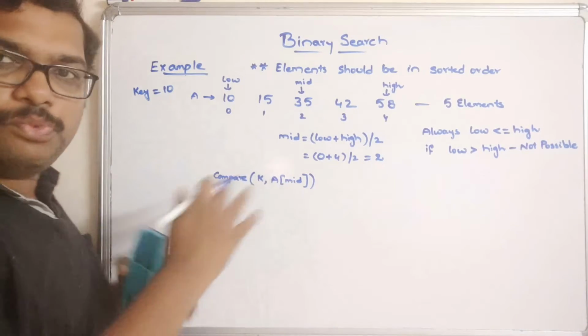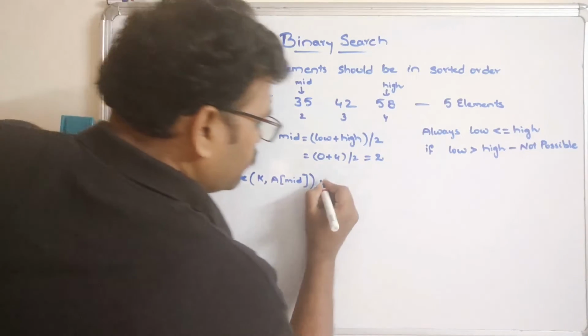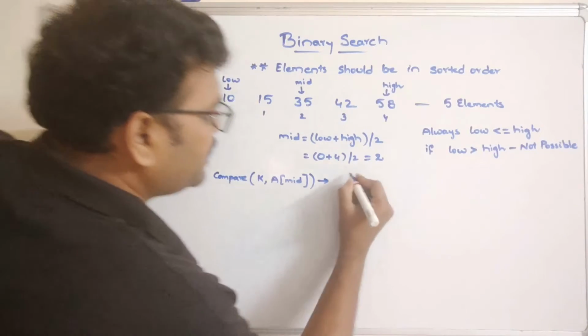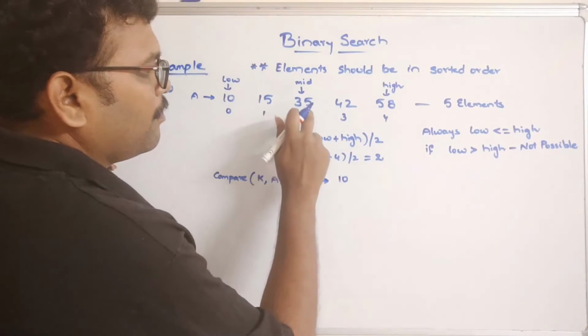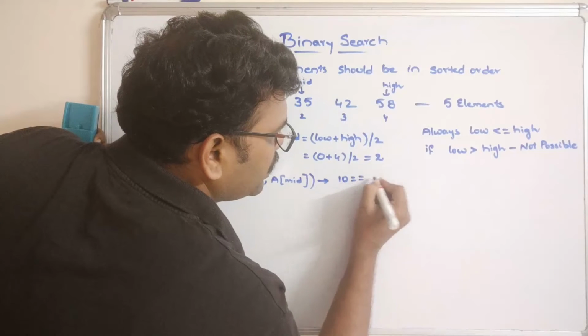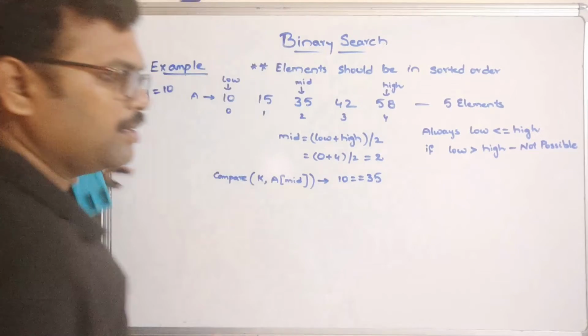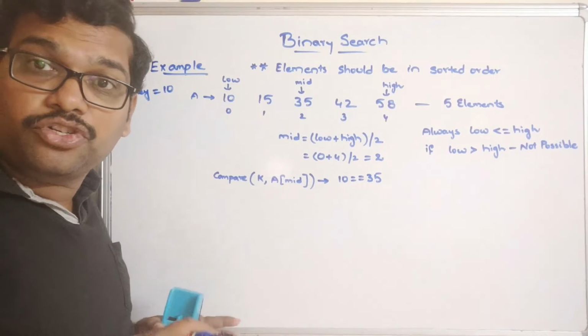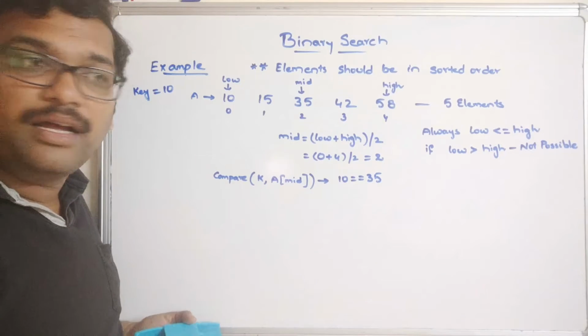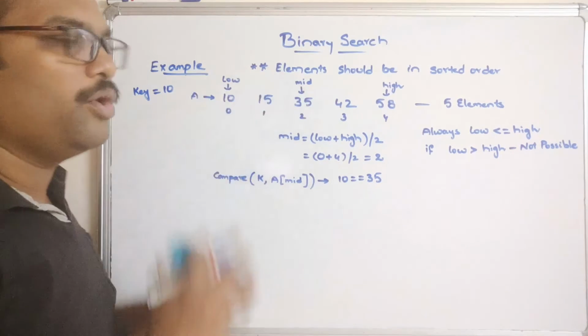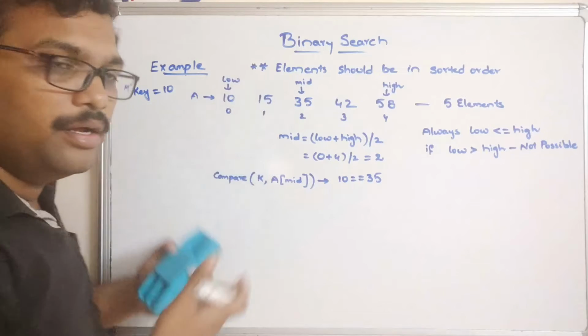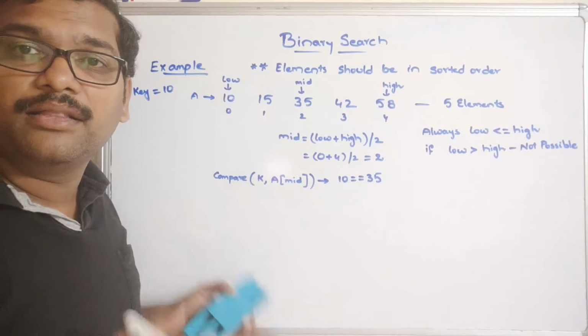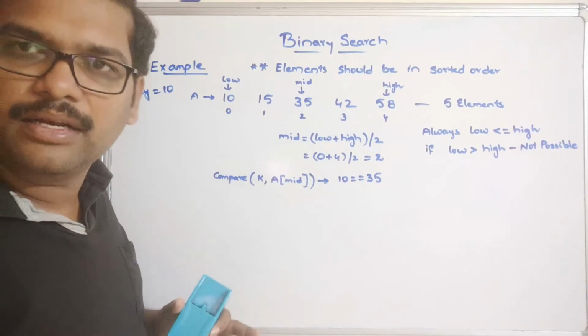So we need to compare this one, right? So what happens? Is key 10 equal to 35? Is it true or not? If it is true, that implies our search value is equal to A of mid. So obviously we can say that the element is found in the list.